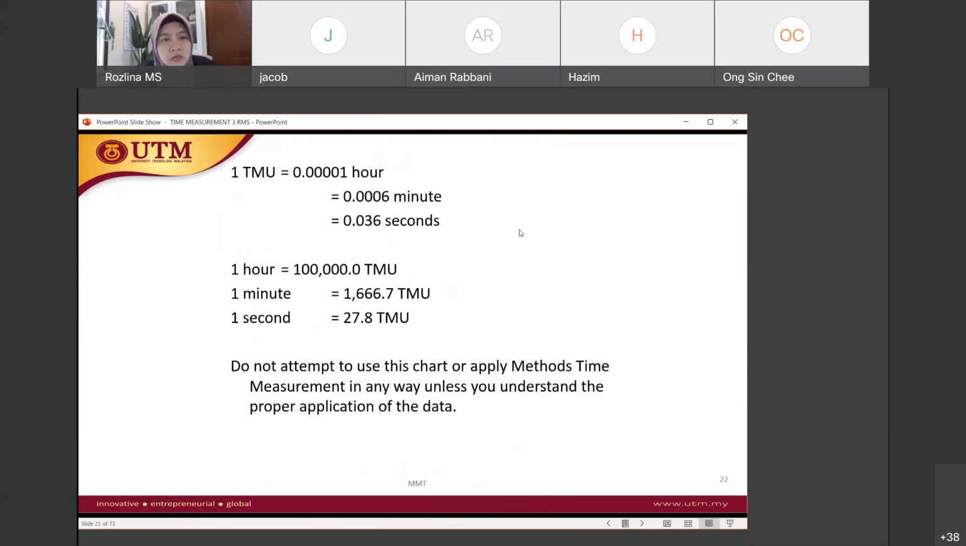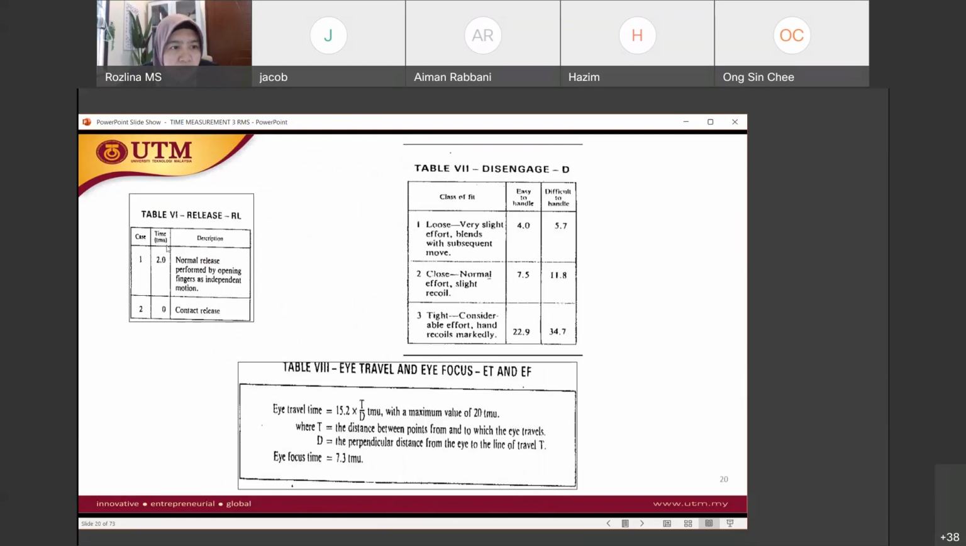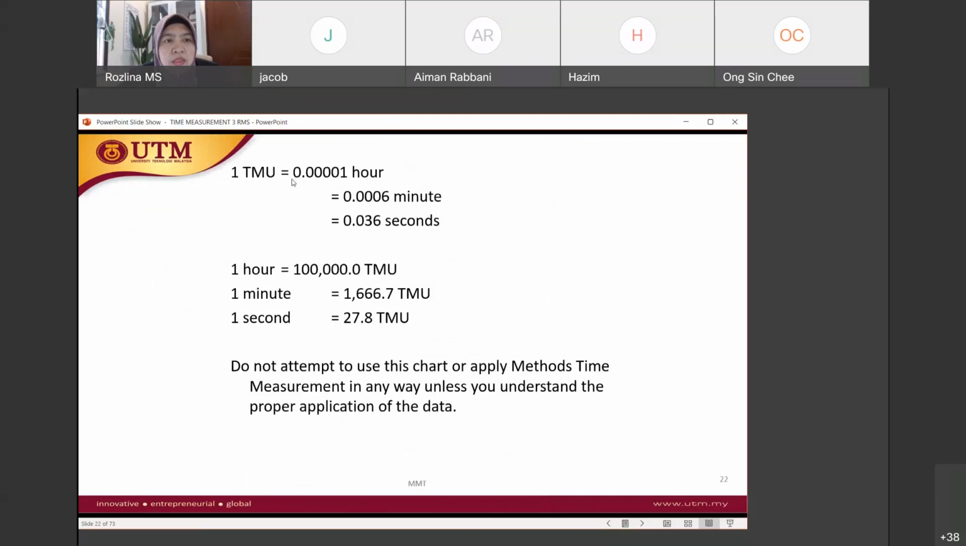Now we go to this part, 1 TMU. You have seen the TMU, a lot of TMU earlier. What is TMU? 1 TMU equals 0.00001 hour, or 0.0006 minute, or 0.036 seconds. Or 1 hour equals this many TMU, minutes, and seconds. This is the TMU. Do not attempt to use this chart or apply Method Time Measurement in any way unless you understand the proper application of the data.